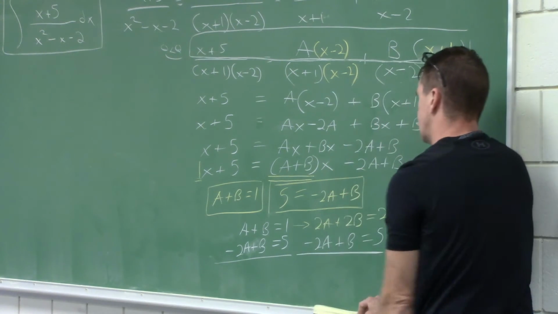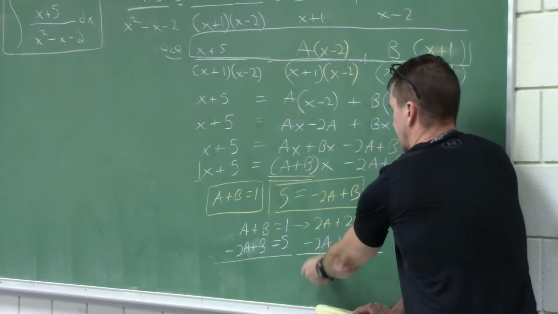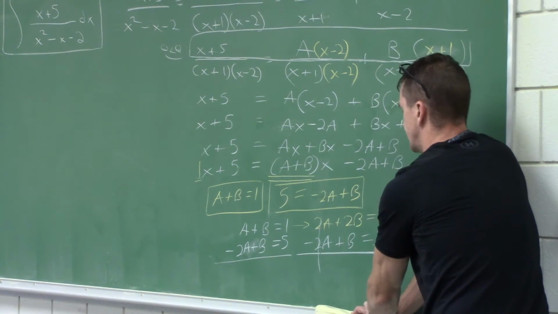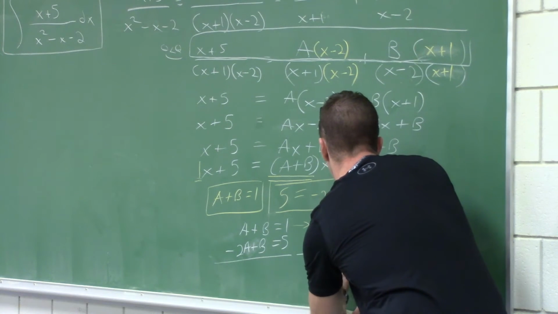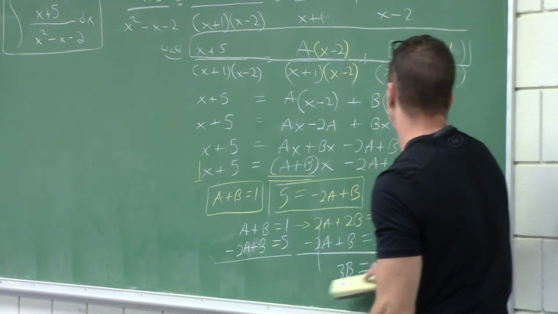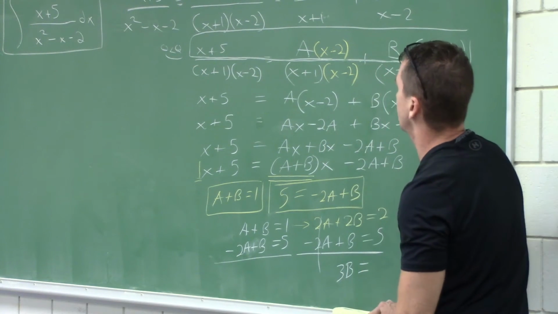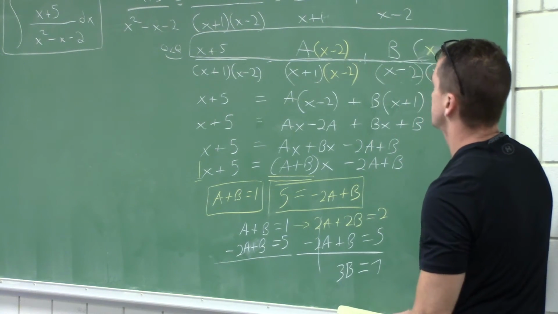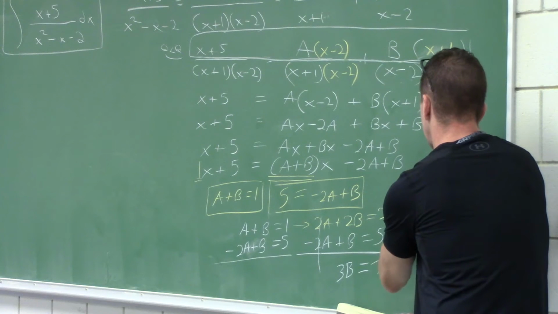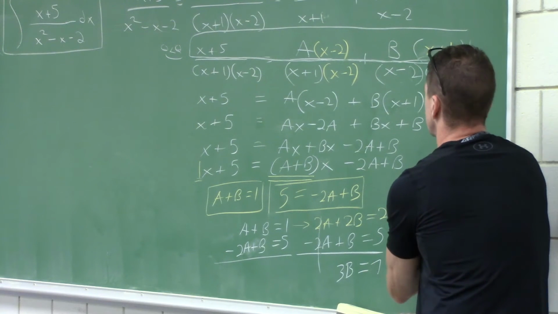Okay, add down. What's 2a plus negative 2a? 0. What's 2b plus b? 3b. And what's 2 plus 5? 7. So what's b equal to? 7/3. 7/3.